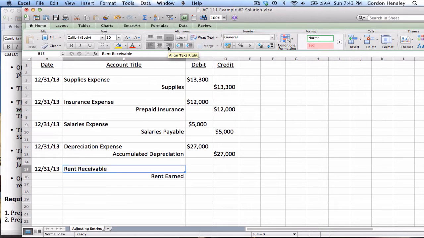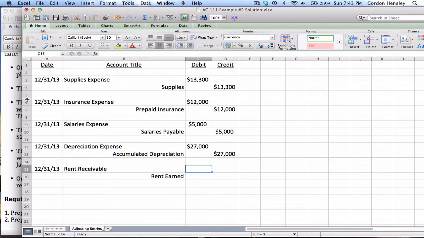Now, Rent Receivable, you've probably never seen that account before. That is an asset, just like accounts receivable. And then Rent Earned, obviously, that's revenue. We've earned the rent. They've occupied the space. We just don't have the money. So in this case, we have to record the amount.